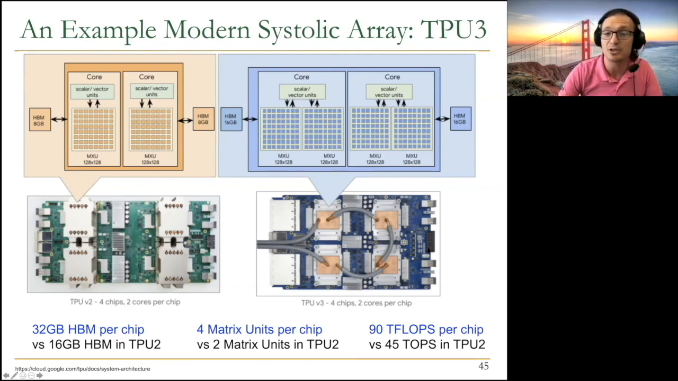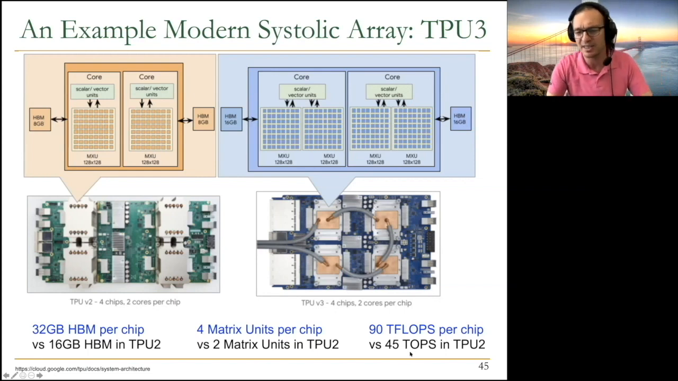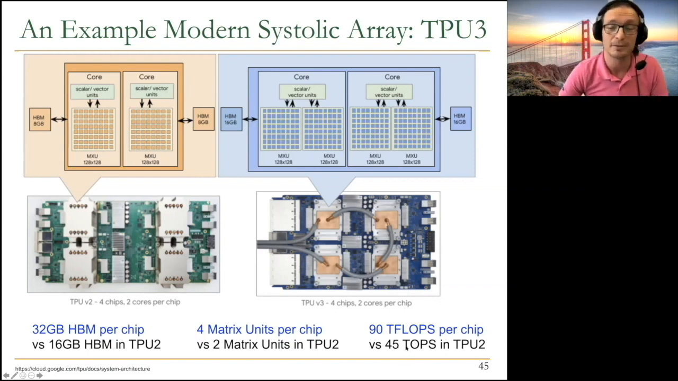But if you look at TPU3, which was more recently released, now the memory becomes bigger because they need to deal with larger and larger data sets and they need higher bandwidth. So per chip, they have even higher bandwidth memory. They have more matrix units per chip as opposed to 2. Matrix unit is essentially the systolic part. That's the systolic matrix multiplication unit. And as you can see, they can do 90 teraflops per chip as opposed to 45 teraops. This should be teraflops, actually. We will correct that. It should be teraflops in TPU2 also.